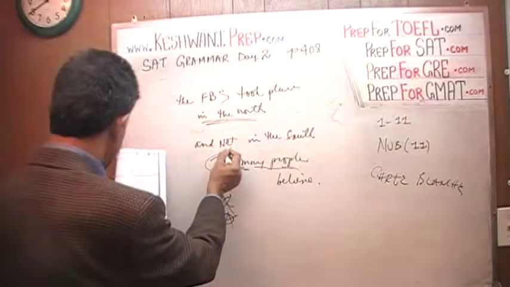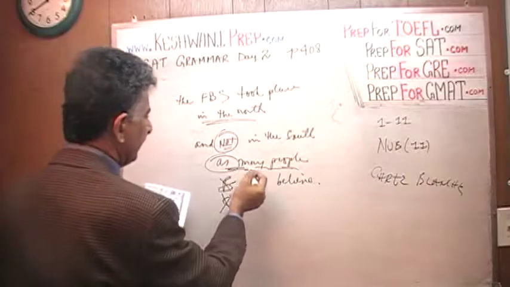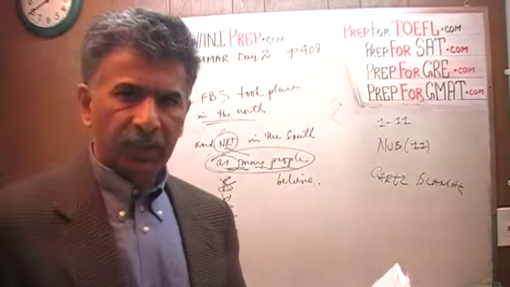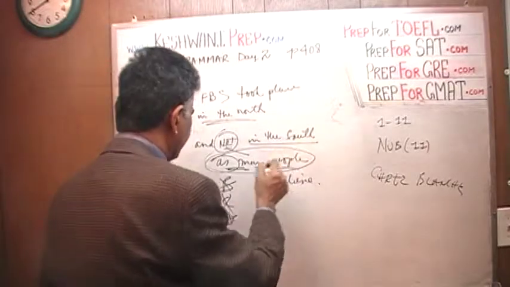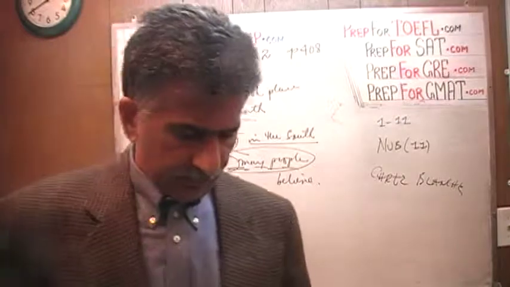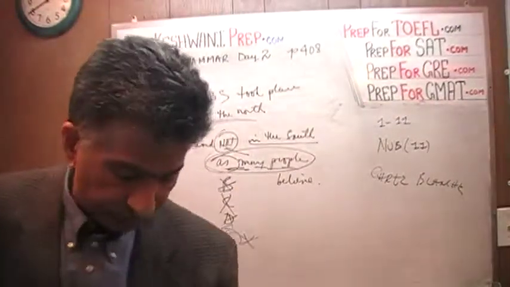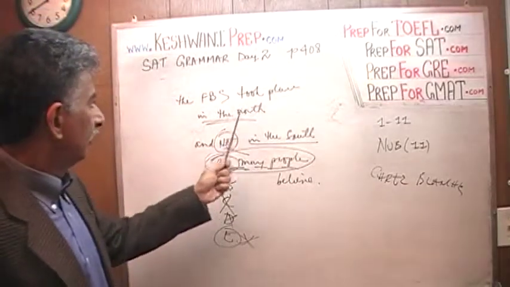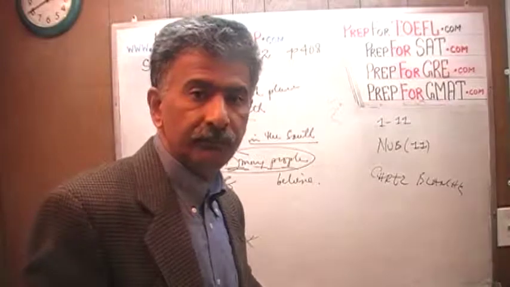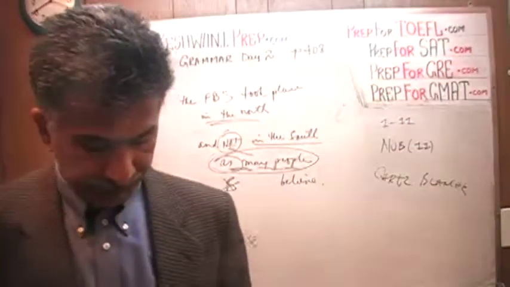So here we have not as many people assume. As many people assume. There you go. I have in the South part stuck in the middle, which is fine. The answer is E. The famous battle scene depicted in the movie took place in the North and not in the South, as many people believe, or as many people assume, whatever. Do you understand? The answer is E.